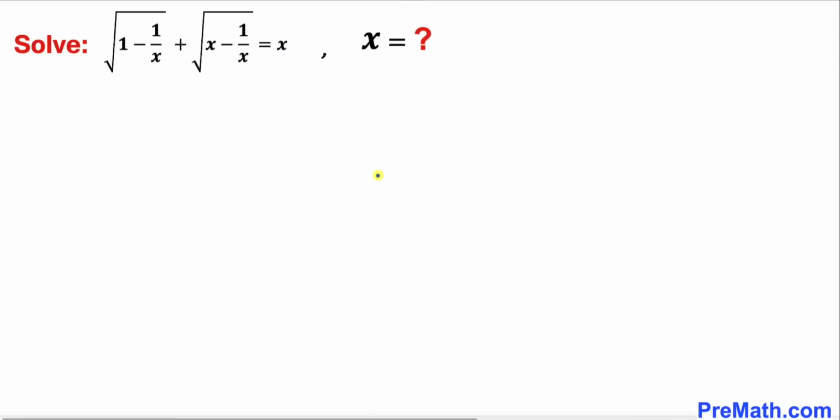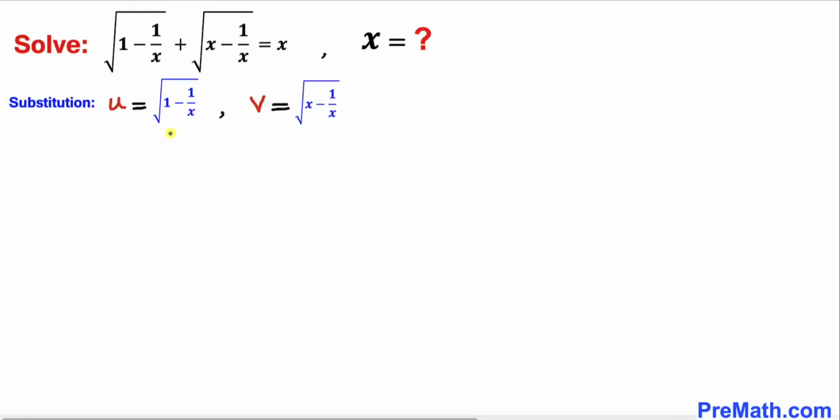Let's go ahead and get started with the solution. And here's our very first step. To make our job easier, let me make a substitution. I'm going to call this first radical, square root of 1 minus 1 divided by x, u, whereas this second radical, square root of x minus 1 divided by x, I am going to call v.